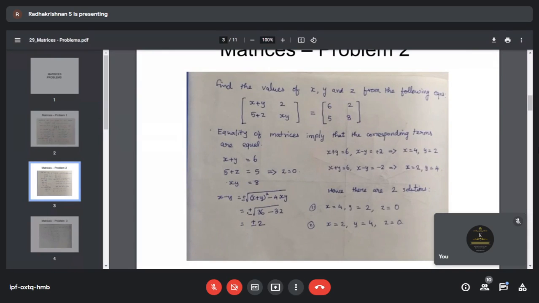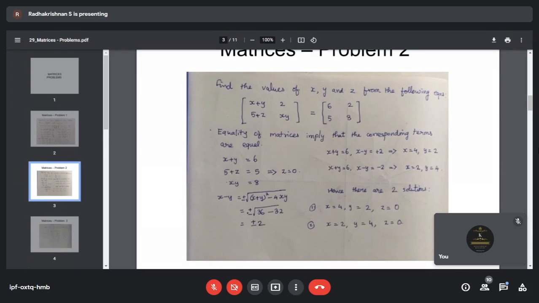So equality of matrices implies that the corresponding terms are equal. So x plus y equal to 6, 5 plus z equal to 5, that means z equal to 0, xy equal to 8. So from x plus y equal to 6, xy equal to 8, we can proceed in two ways.